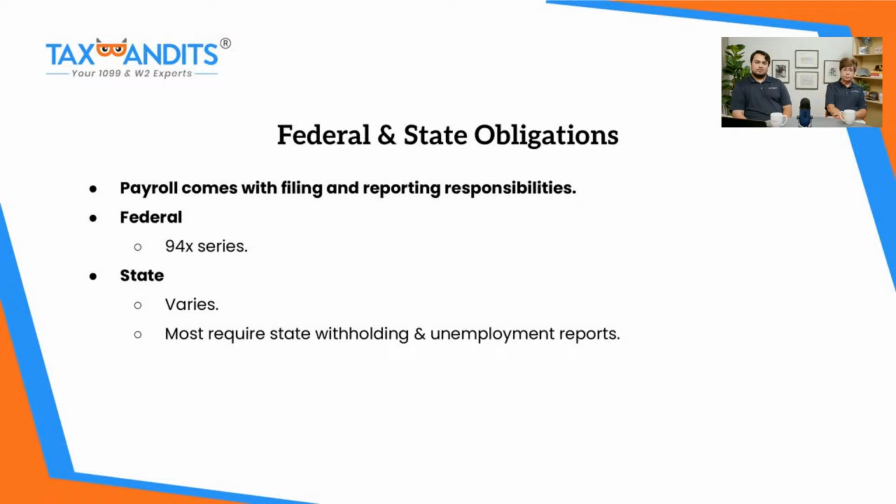For the federal, there's the 94X series. You hear about 941, 940, 943, and we'll go a little more in depth with those. Those are all typically federal, for the most part annual, except for the 941, that is a quarterly form. And then for state, that's going to depend on what state you're in.